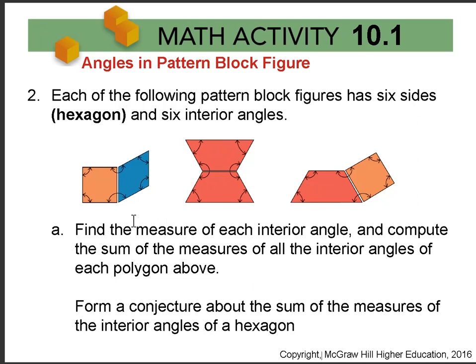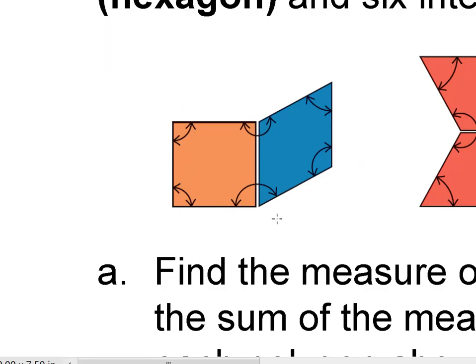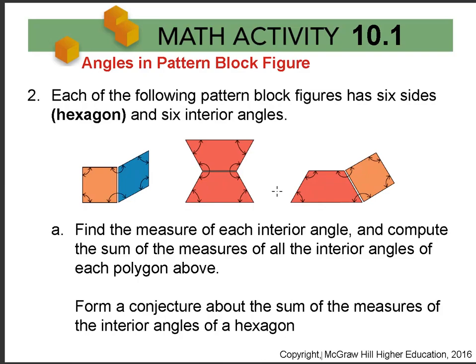So notice here, when we look at the hexagon made with the orange square and the blue parallelogram, that this angle here, although it's made from 2 pattern blocks, is combined into one of the interior angles of this hexagon. So you can see all 6 angles are marked on the diagram. Once you've done this, make a conjecture. What do you think the sum of the interior angles of any hexagon should be?